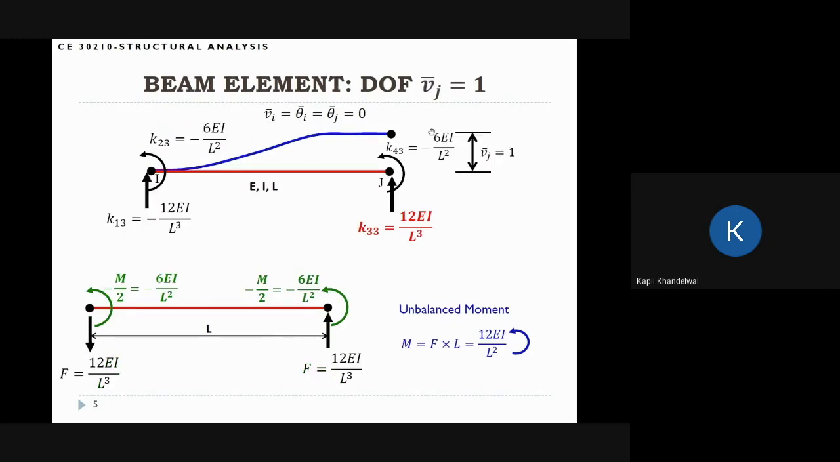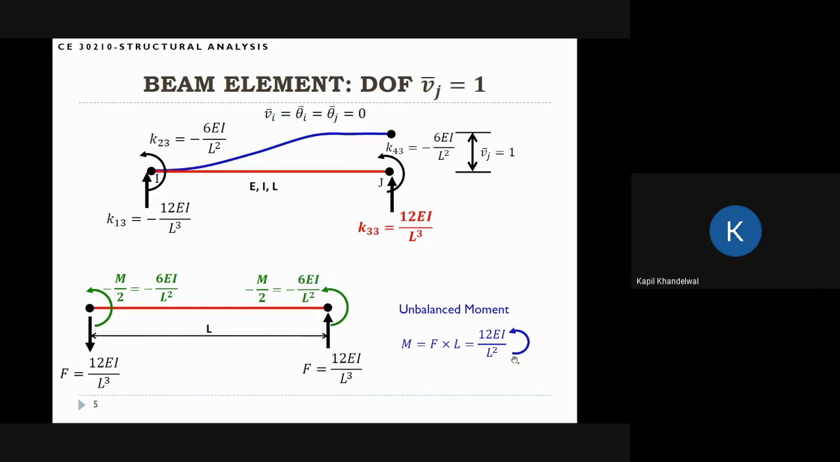For example, for the Vj degree of freedom, now we already know if we want to displace the J degree of freedom by vertical displacement by 1 unit, the force required should be 12EI by L cube. So this is actually K33 because this is the third degree of freedom, and K13, to balance this K33, should be negative 12EI by L cube. And finally, we have to apply some moment here. So you can see that this force system is actually creating an anti-clockwise moment, and the moment is actually 12EI by L square.